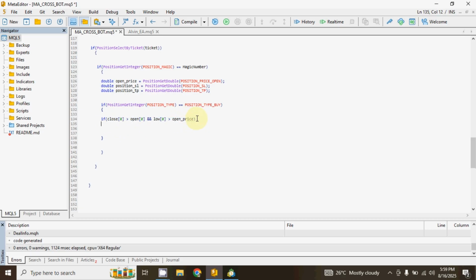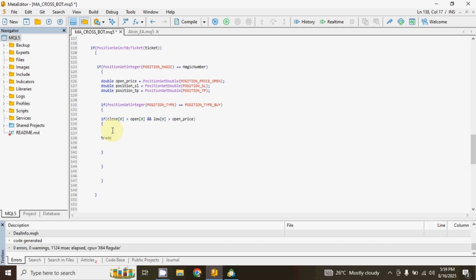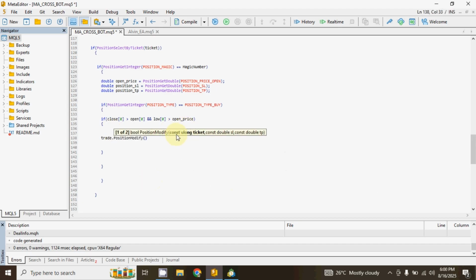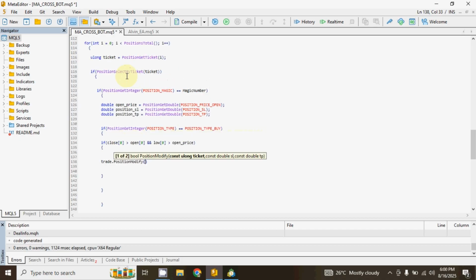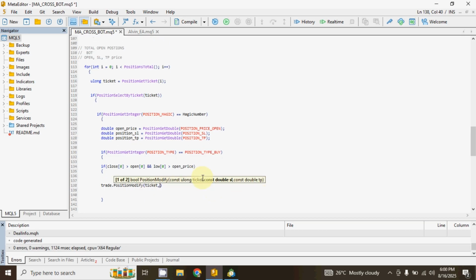Then what should the bot do if this is true? The bot should bring the stop loss to the low price of that particular bullish candle, right? So we are going to say trade dot position modify. Now the first argument of this is what is the ticket of that particular trade, right? So we are going to use this variable here, ticket. The next argument is where should the new SL be? The new SL should be the low price of the last bullish bar, right?